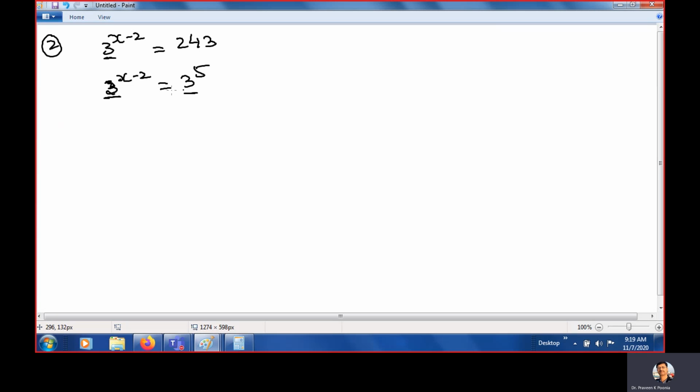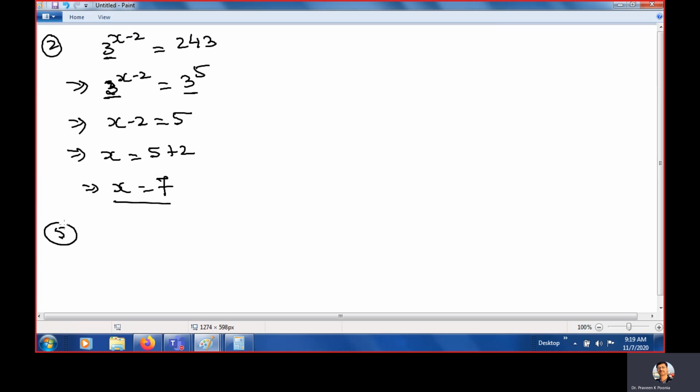Now the base is the same, so the powers will be the same. x minus 2 is equal to 5. x equals 5 minus 2, which will change into plus. So x is equal to 7 is the answer. Got it? Okay. One more question we will take. That is question number 3, I will tell you later. Question 4 you can do.